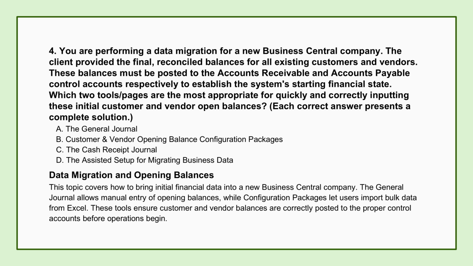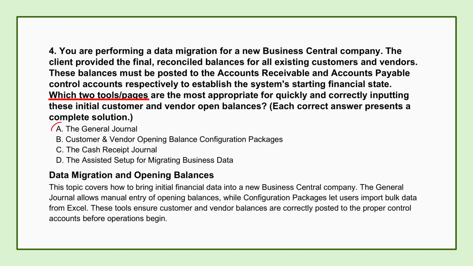So picture this. We've done the reconciliation. We have the final agreed-upon balances for all our customers and vendors. Right. We need to get these big control totals posted into accounts receivable and accounts payable in the system quickly. Before go live, what are the go-to tools for this? You'll typically use two main things here, the general journal and then customer and vendor opening balance configuration packages.